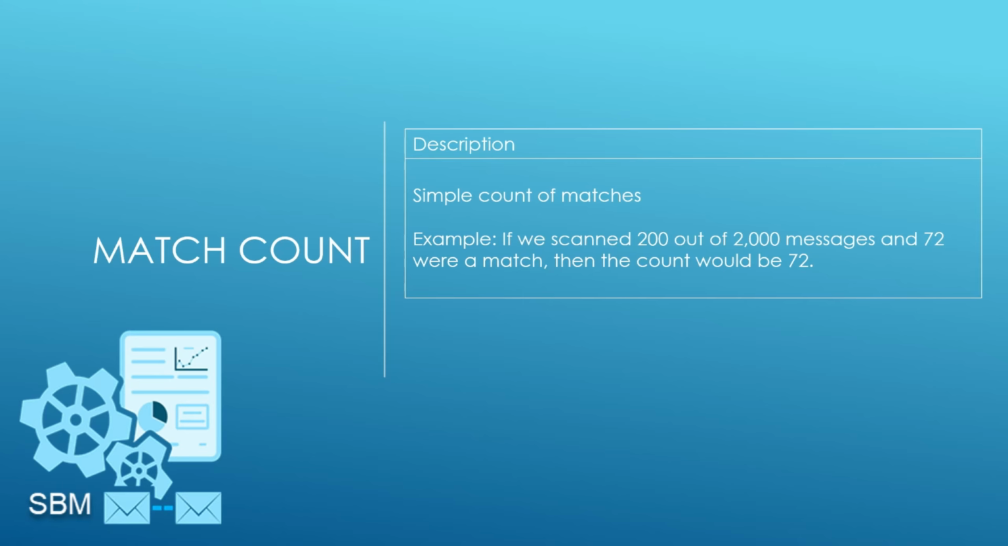The first is match count. This is a simple count of messages scanned which match the report definition. For example, if we scanned 200 out of 2,000 messages and 72 were a match, then the count would be 72. There may be more that may have matched in the 1,800 messages not scanned, but we did not scan these. This is a simple count of matches in relation to the messages we did scan.